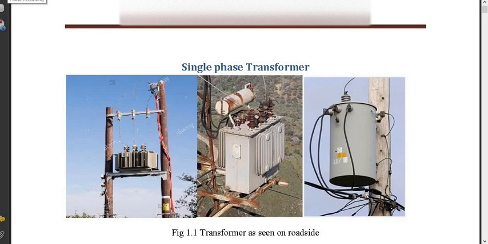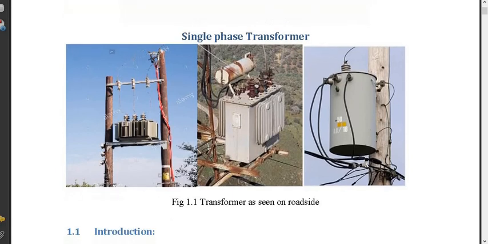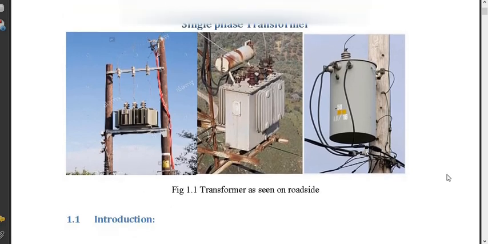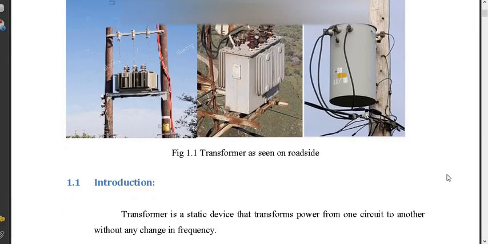Hello dear students, today we are going to talk about the topic single phase transformer. These are the pictures you must have seen on the roadside. This is a single phase transformer. This is normally a distribution side transformer, which is in the pictures I have shown over here.